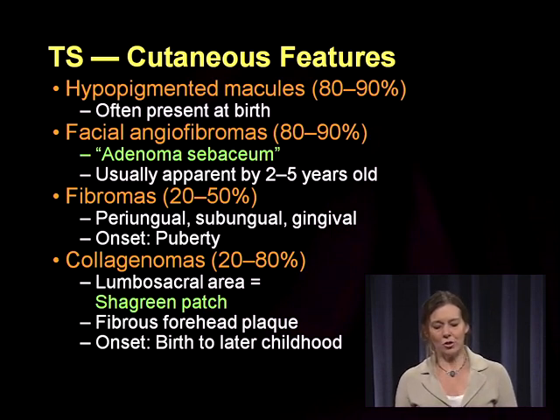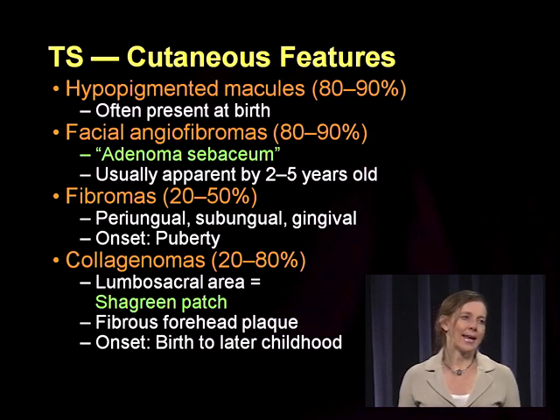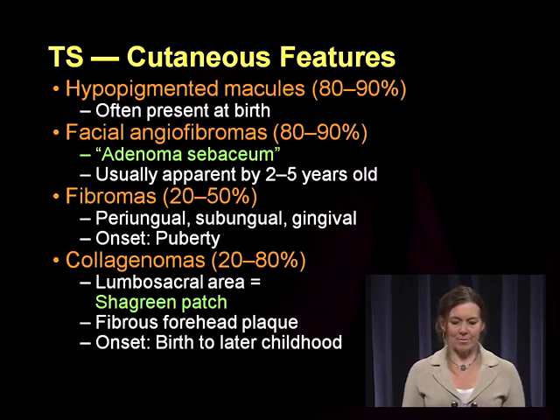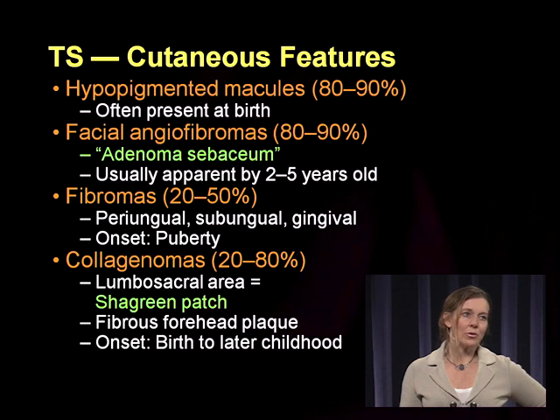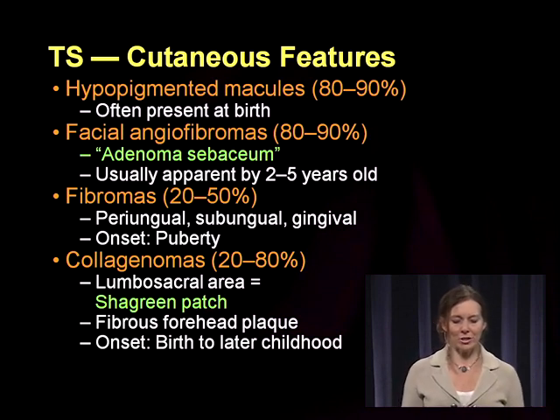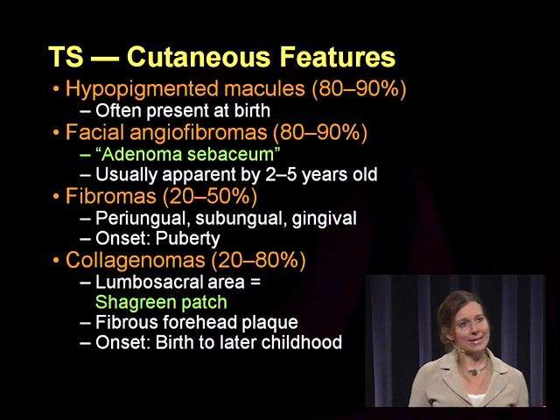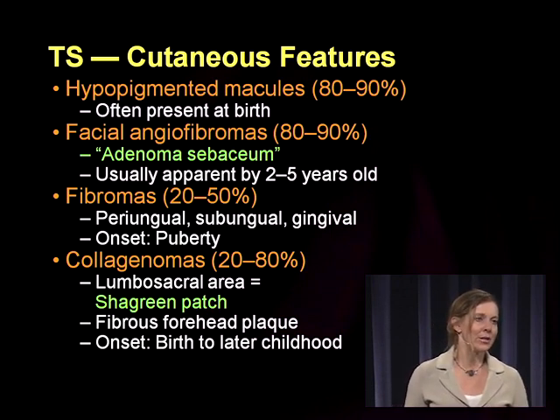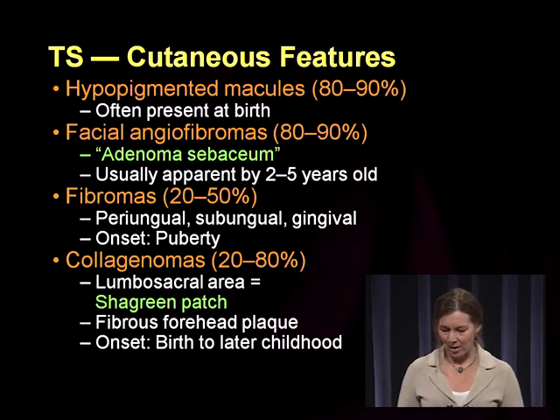And then the collagenomas vary greatly in what literature you read, occurring in somewhere between 20 and 80%. These vary also when they present. They can be present at birth, but sometimes they won't be noticeable until later childhood. And one common example is the collagenoma in the lumbosacral area, which is referred to as the shagreen patch. It's kind of a misnomer because these are typically raised lesions, whereas patches are flat. And then on the forehead is referred to the fibrous forehead plaque, and that is a collagenoma or connective tissue nevus as well. A collagenoma, you have increased collagen in the dermis of the skin.